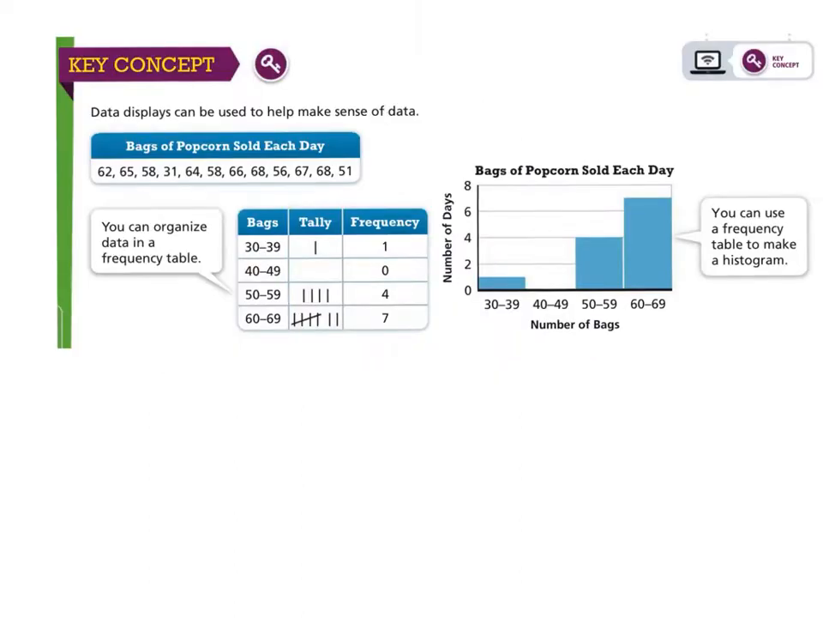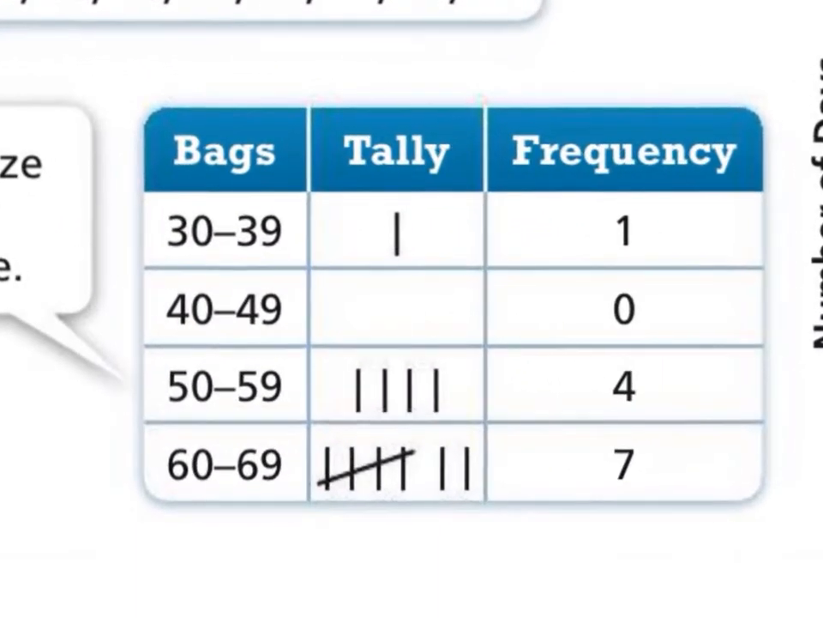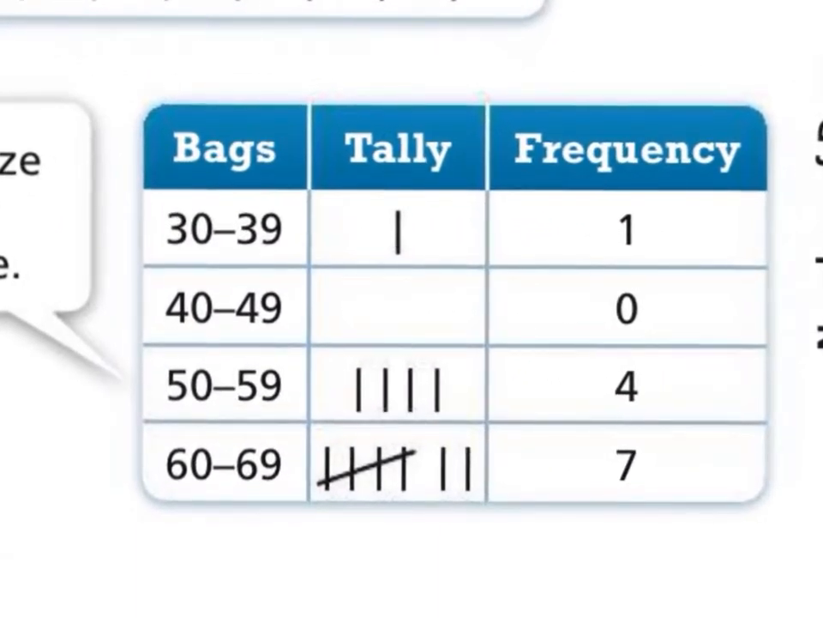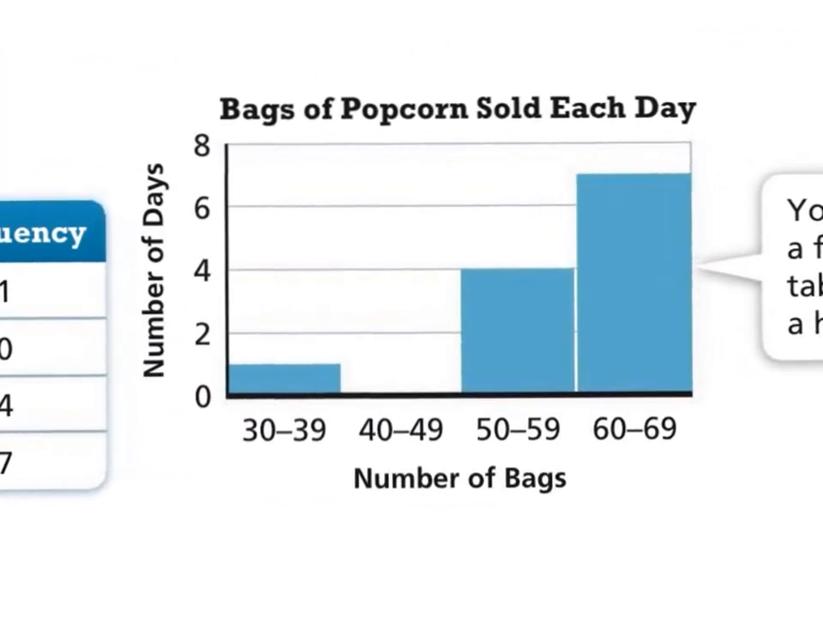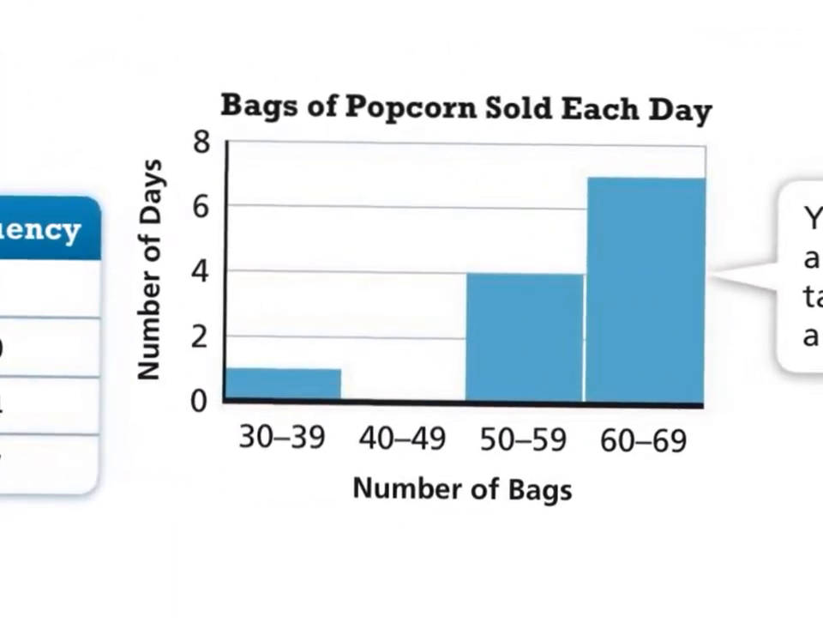Key concept just recaps things here, talking about frequency tables and histograms. Again, for a frequency table, intervals should be the same: 30 to 39, 40 to 49, 50 to 59, 60 to 69. It's going by intervals of 10 there. Again, I know it looks like 9. A difference of 9 means 10 numbers. And the histogram then just displays that information using kind of a bar graph.